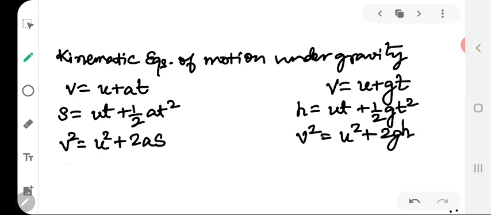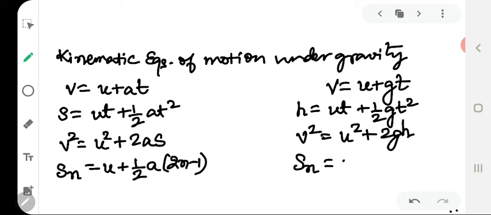And finally, we have studied Sn to be equal to u plus half a into 2n minus 1. So in this case, we can write down Sn to be equal to u plus half g into 2n minus 1. So these are actually the kinematic equations of motion under gravity.